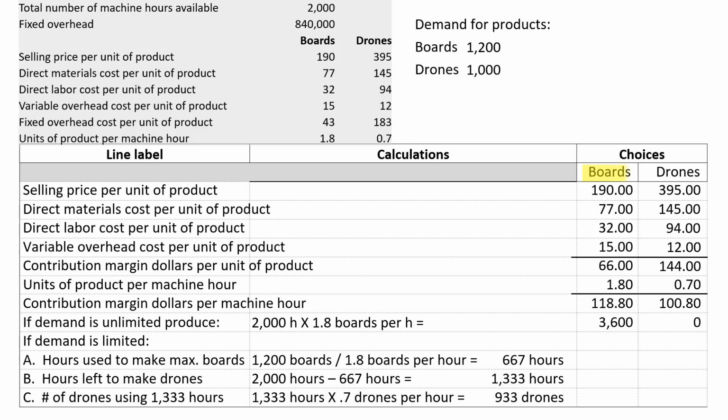Considering our limited machine hours and the limited demand for our products, our optimal sales mix is 1,200 boards and 933 drones. This concludes the ACLET Short-Term Decisions, Part 6.